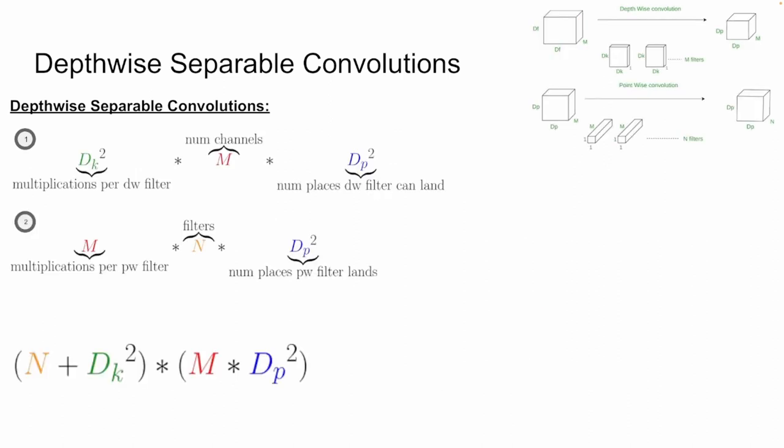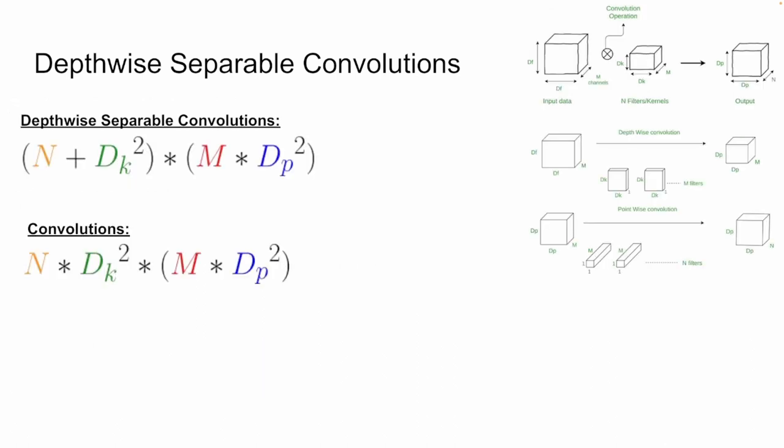Adding the number of multiplications from those two steps together and simplifying, we get this formula. This tells us that if we apply a depthwise separable convolution layer, we will do n plus dk squared times m times dp squared multiplications. So let's compare these. Now, both of these formulas have the m times dp squared in them, but in depthwise separable convolutions, we only multiply that term by n plus dk squared. For regular convolutions, we multiply it by n times dk squared.